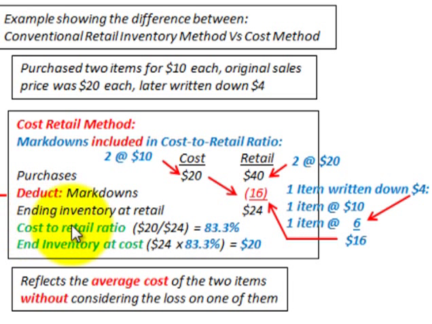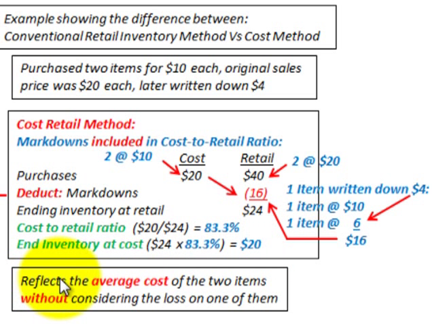Now to calculate our cost to retail ratio, all we would do is take the $20, that's our cost, and divide it by $24, our ending inventory at retail. Dividing those out, you get 83.3%. So our ending inventory at cost would be $24 times 83.3%, the cost to retail ratio, which gives us an ending inventory at cost of $20. So that's the ending inventory at cost. You can use these numbers and compare them to our conventional retail method, the lower of cost or market method.